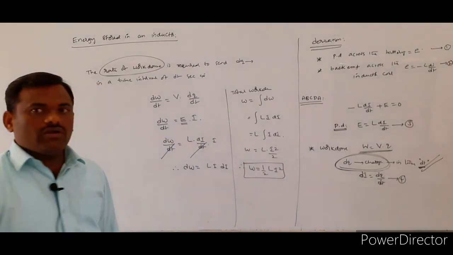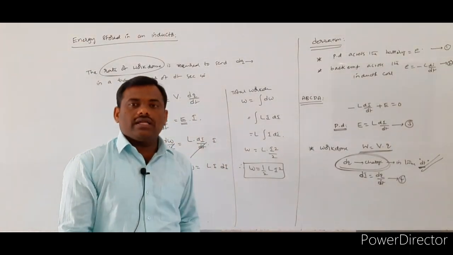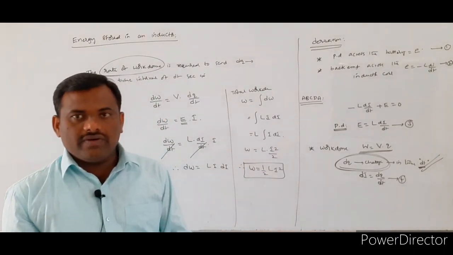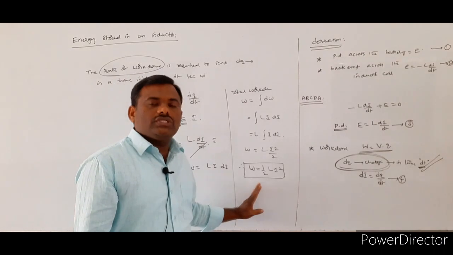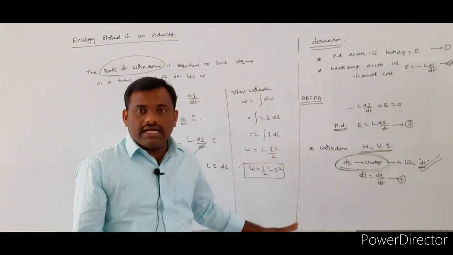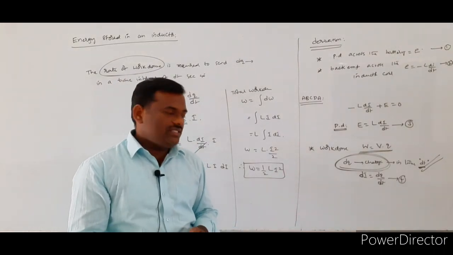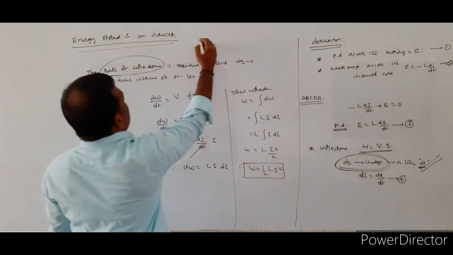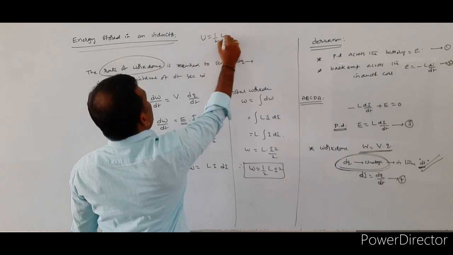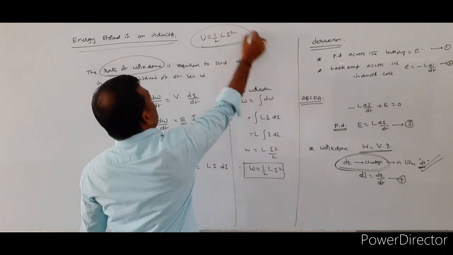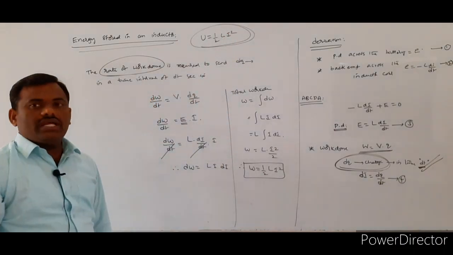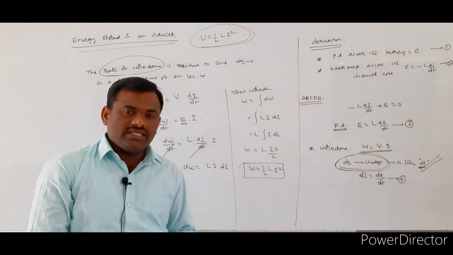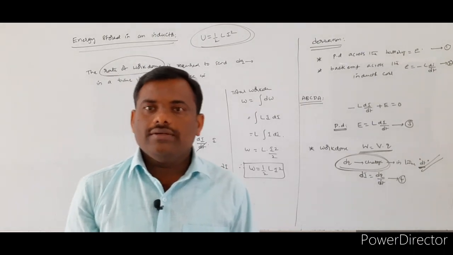The final expression is half L I square. This is the expression for the total work done required, and this work done will be stored in the form of potential energy. Hence, the energy stored in the inductor coil is given by U is equal to half L I square. This is about energy stored in the inductor coil.